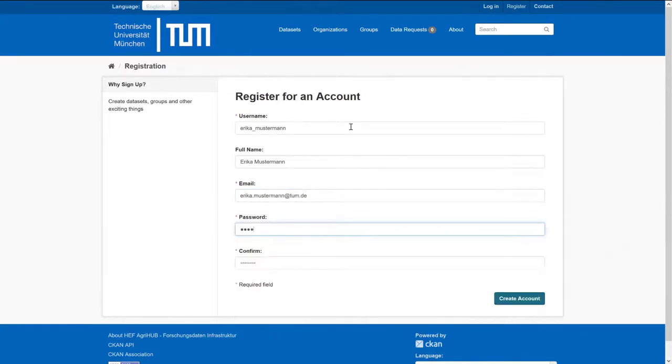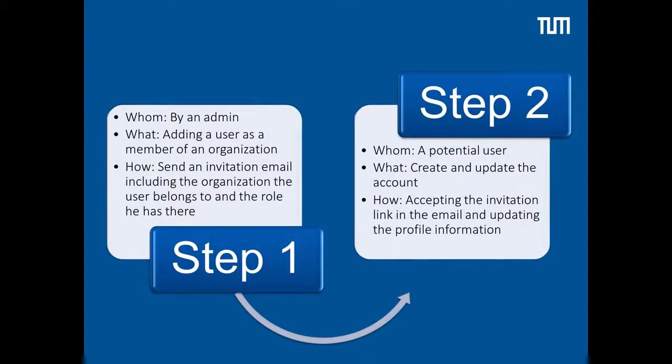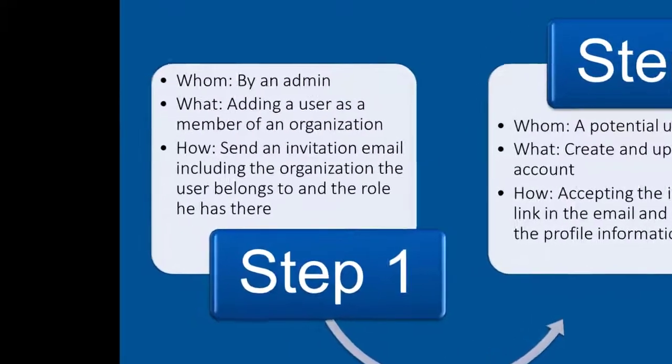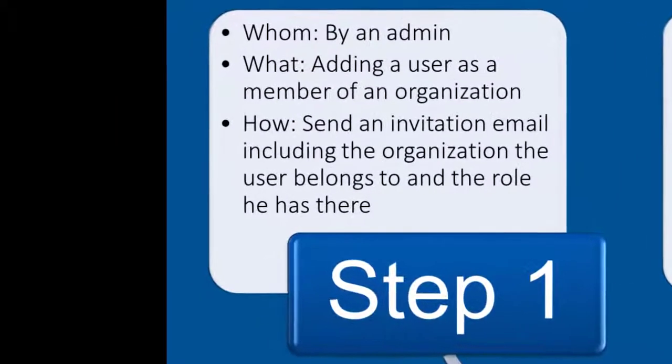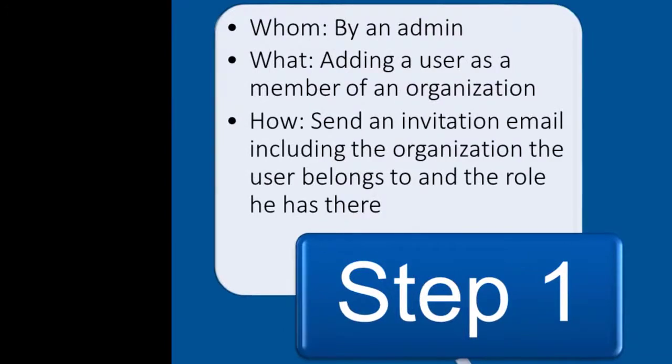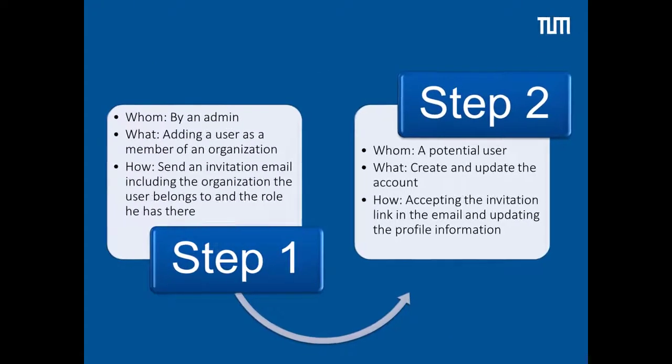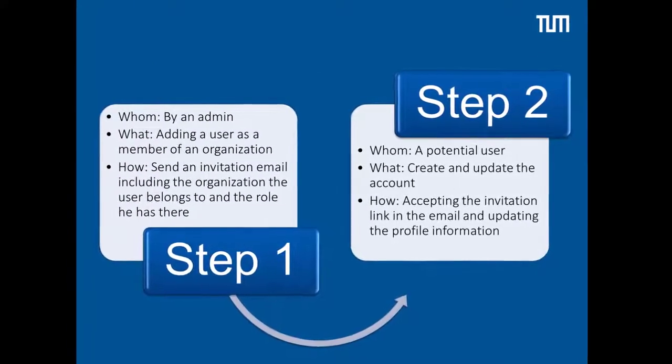The other option is to receive an invitation email directly from the HEF AgriHUB. In this video, we focus on the second option. The process is divided into two steps. The first step has to be done by either the system admin or your organization's admin. They will have to send you an email inviting you to activate your account. Each account will have a specific role. The second step is the task that you have to do.